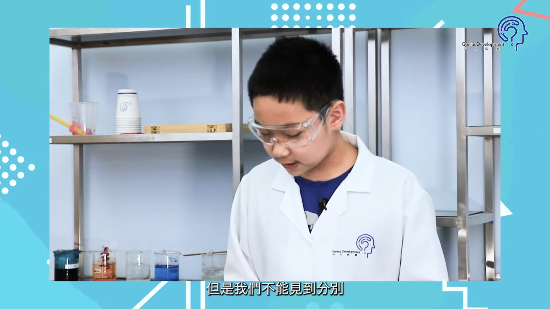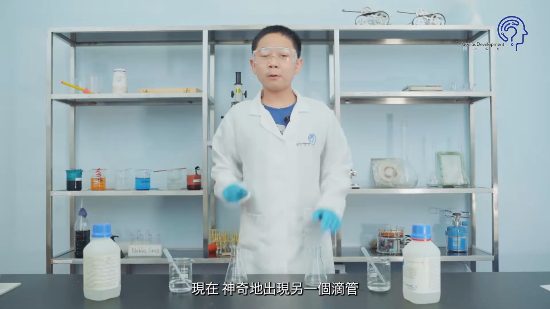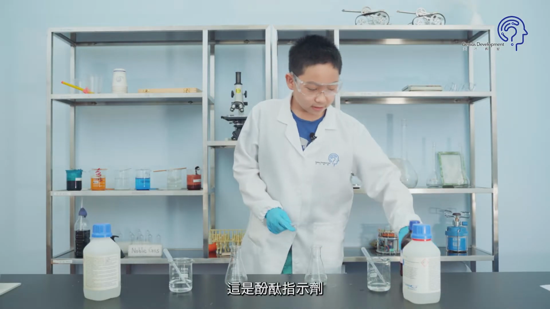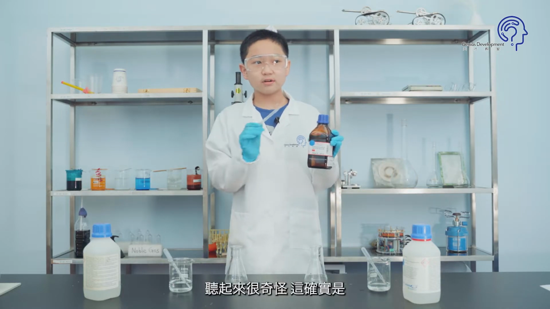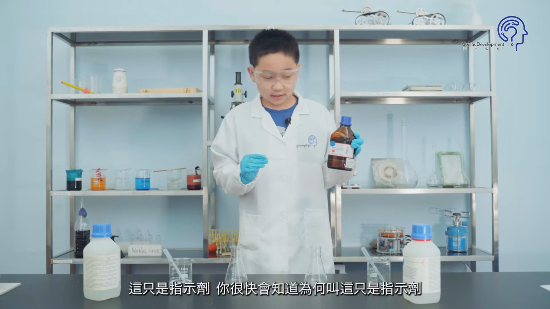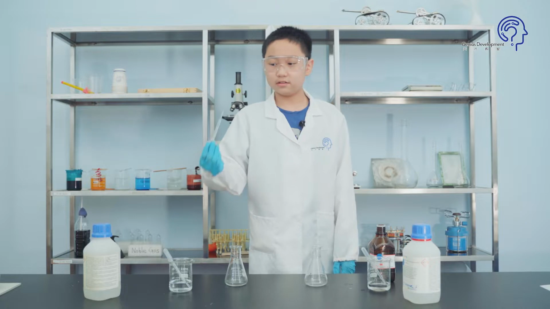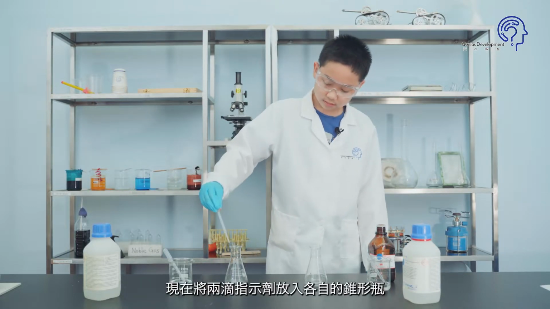However, we can tell the difference with something called an indicator, which will be this thing, phenolphthalein. Alright, now, so I have just magically summoned a 3rd dropper. And this is called a phenolphthalein solution, like I mentioned earlier. And it may sound very weird. Trust me, it is. It's just an indicator, and you'll find out later why it's called an indicator. Alright, so now we're going to use this indicator and pour 2 drops into each.